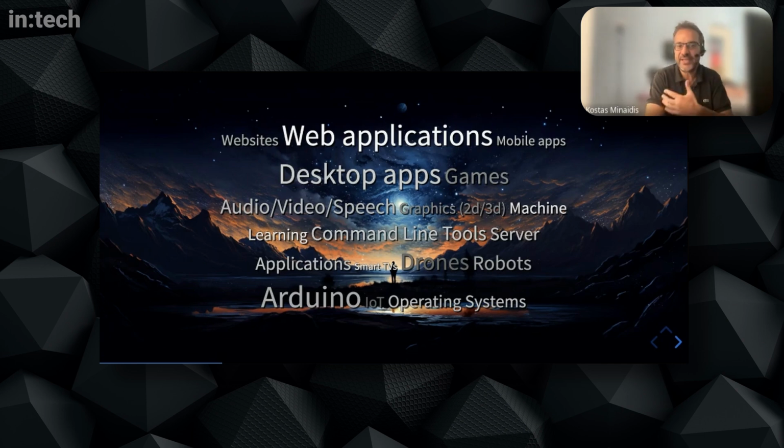Machine learning and AI, we see a lot of tools out there that use JavaScript to do machine learning and work with artificial intelligence. You can create command line tools, server applications. You can program smart TVs, drones, robots, Arduinos. These are some electrical devices, electronic devices, Internet of Things, operating systems. So the possibilities are endless, literally.